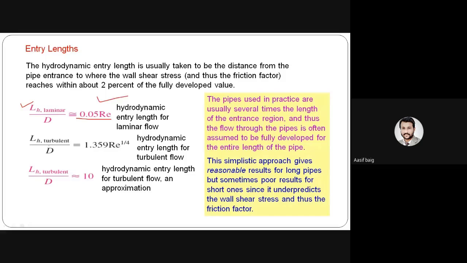And for turbulent flow, LH turbulent divided by D equals 1.359 Reynolds number to the power 1/4, and LH turbulent divided by D is nearly equal to 10. The pipes used in practice are usually several times the length of the entrance region, and thus the flow through the pipe is often assumed to be fully developed for the entire length of the pipe. This simplistic approach gives reasonable results for long pipes, but sometimes poor results for short ones, since it underpredicts the wall shear stress and thus the friction factor.